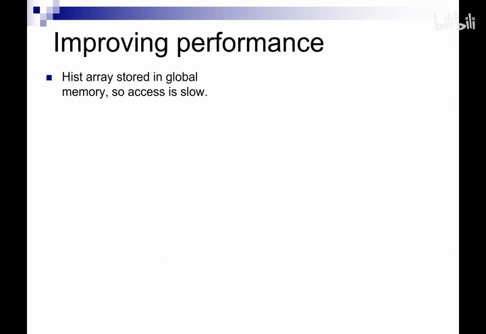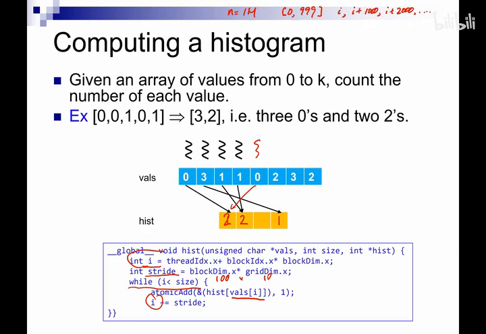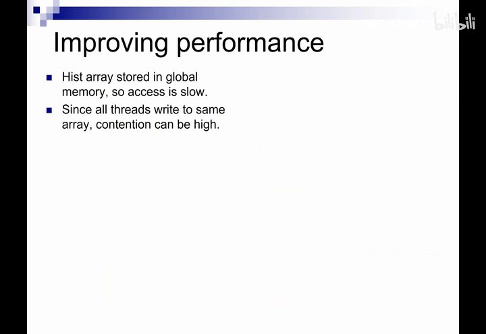However, the problem again is that this is going to be slow. One reason is that currently we're storing the histogram in global memory, so accessing this histogram is going to be slow. And also, since all the threads are writing to the same histogram array, there could potentially be a lot of contention, and that can also make things slow.